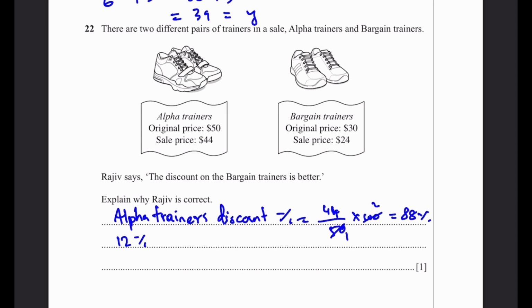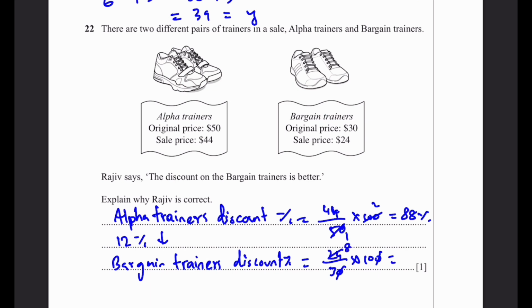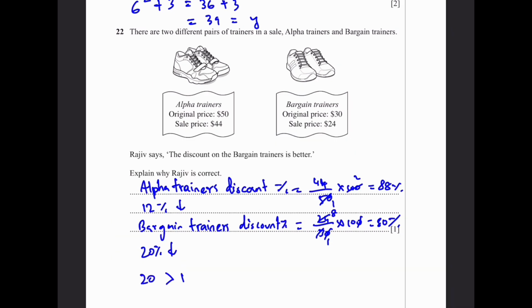So 12% discount. And then Bargain trainers discount percent is equal to 24 by 30 into 100, which is equal to, now we can cancel out 0, we can cancel out this. It's equal to 80%, and therefore there is a 20% discount. And therefore 20 is greater than 12, so Bargain trainers discount is better.